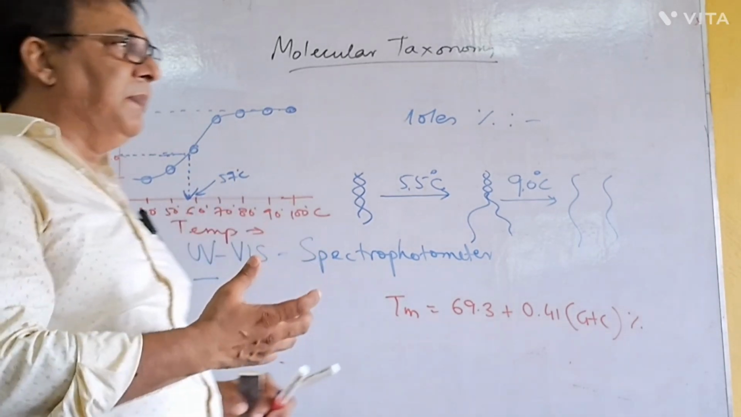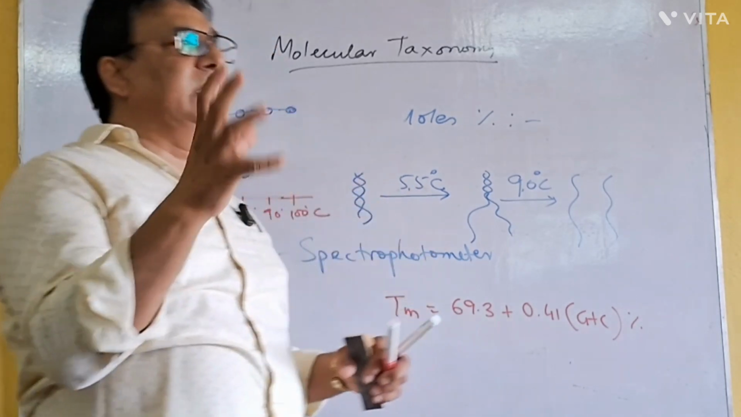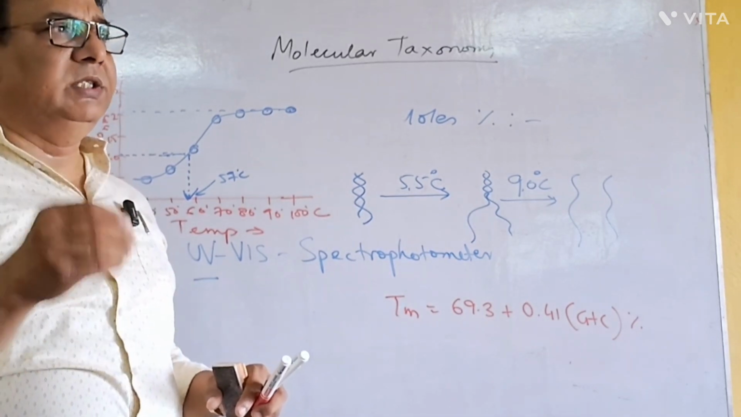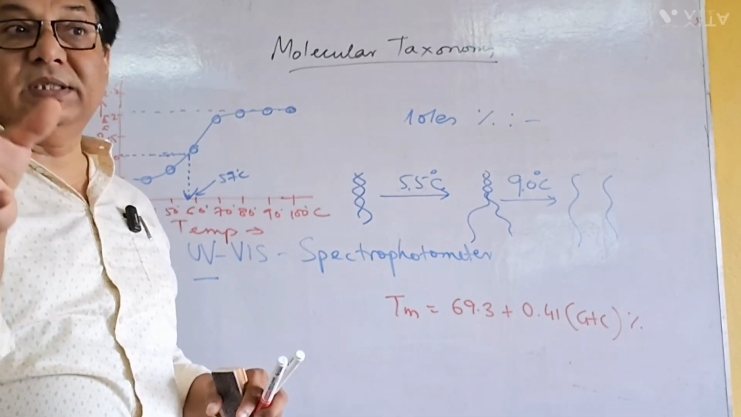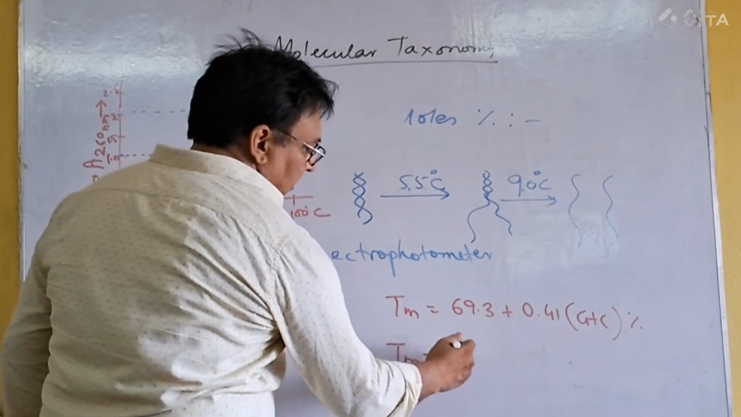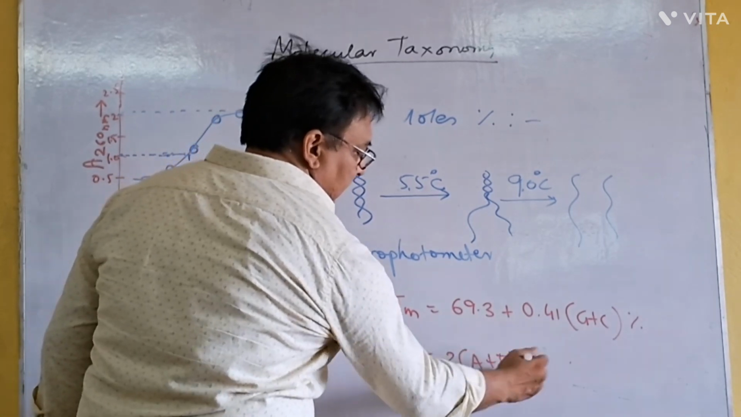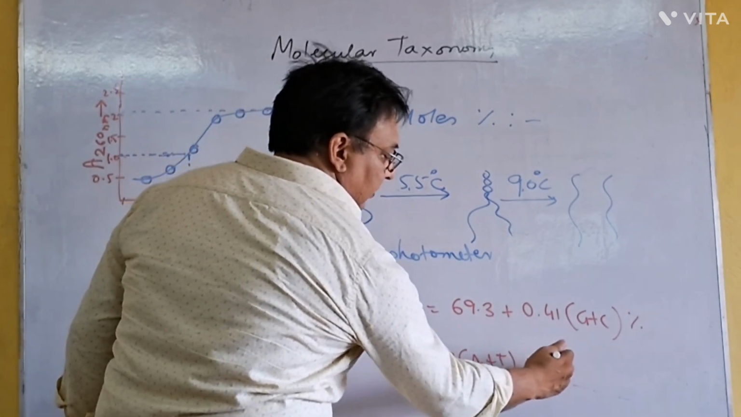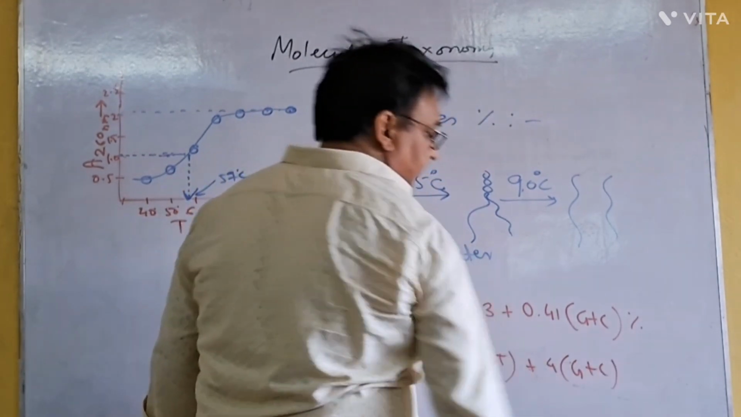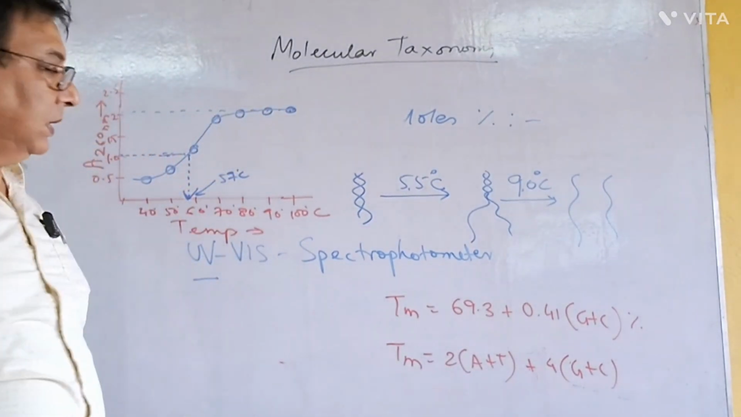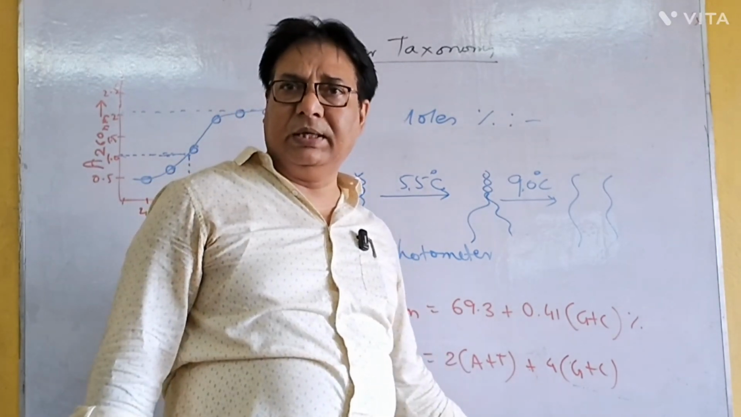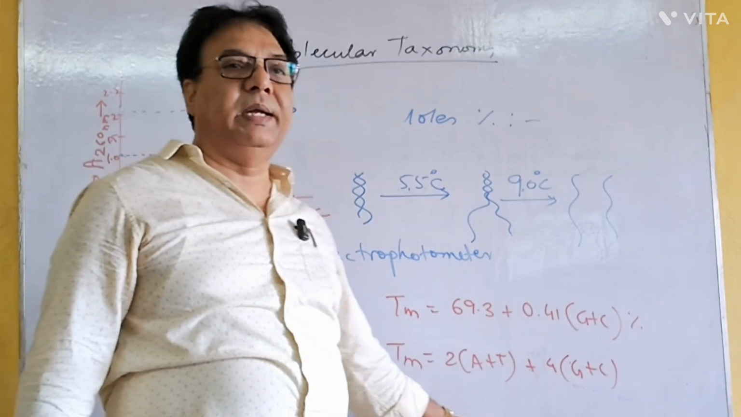And for many other samples, the Tm value is not determined like this. If the DNA is a small oligonucleotide, maybe 18, 20, 25, 30 bases long, then you can use this formula: Tm is equal to 2 into A plus T, plus 4 into G plus C. So you already know the sequence. When you know the sequence of a DNA, you can use this formula to determine it.